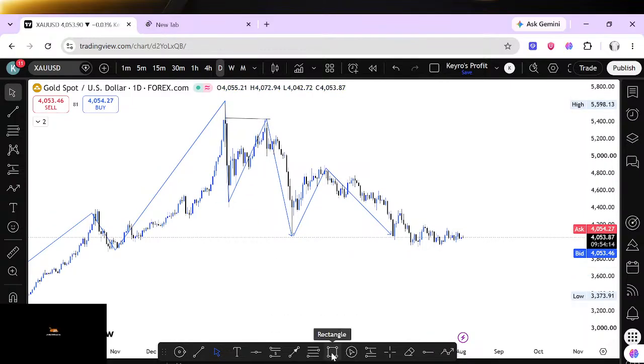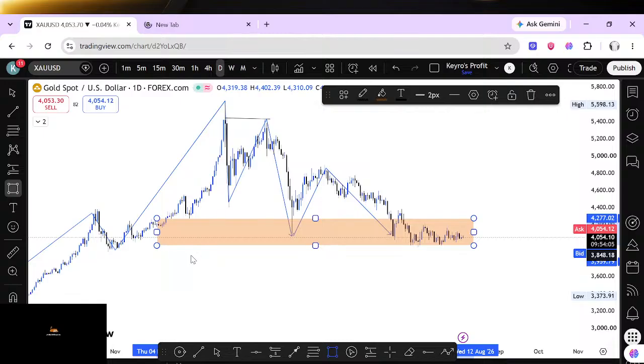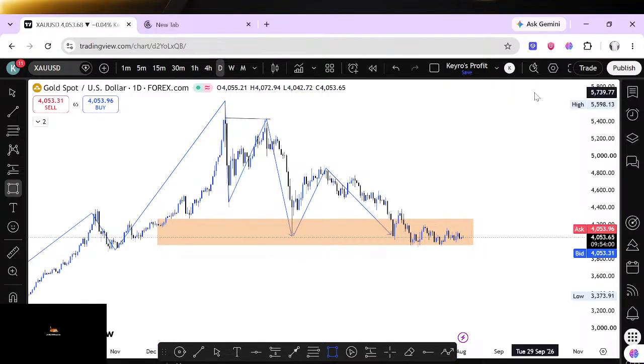Now it is at a common area of interest here in this zone. This is an area of interest. We can call it a point of interest. POI, point of interest.